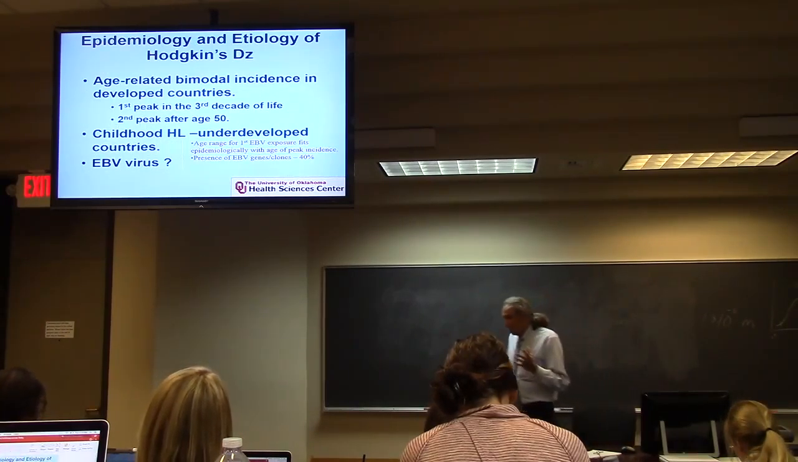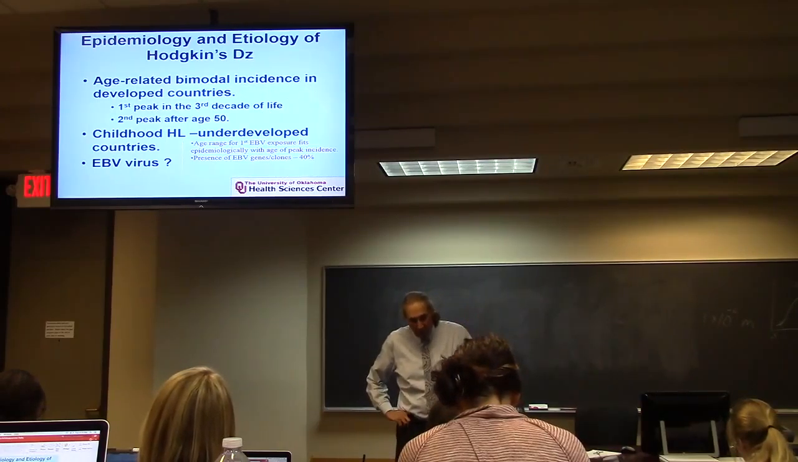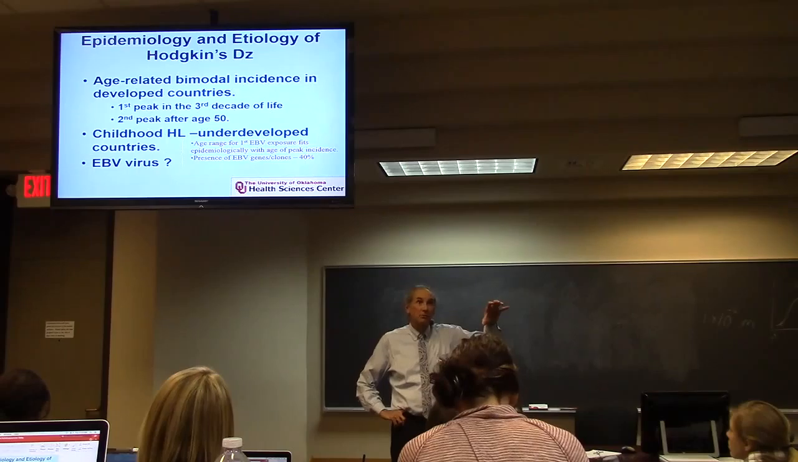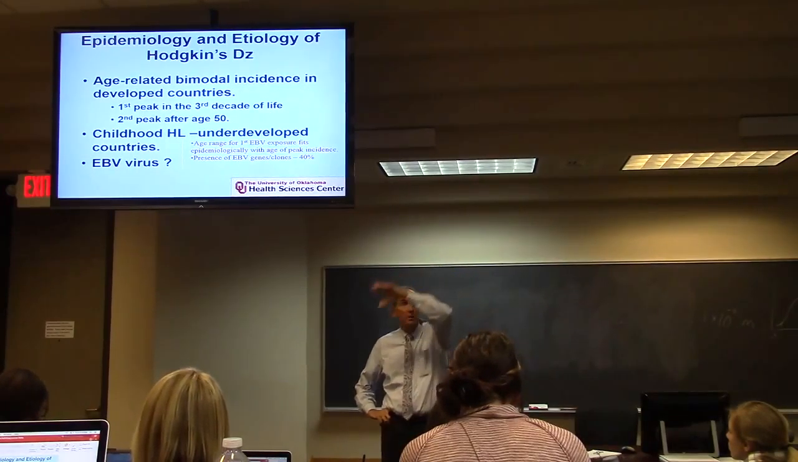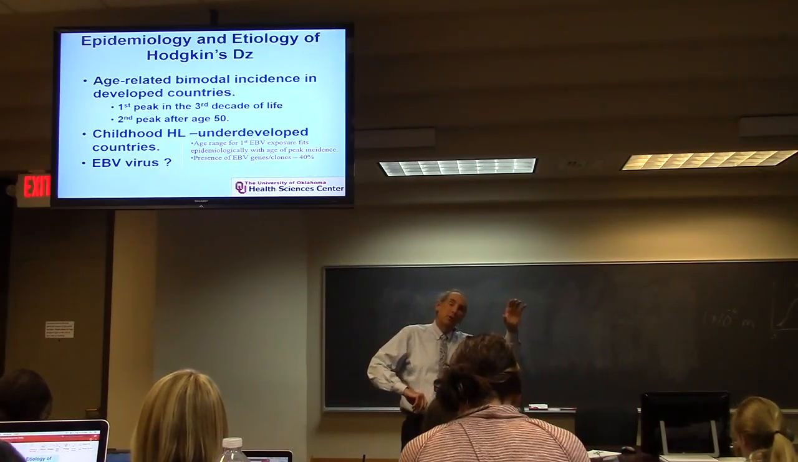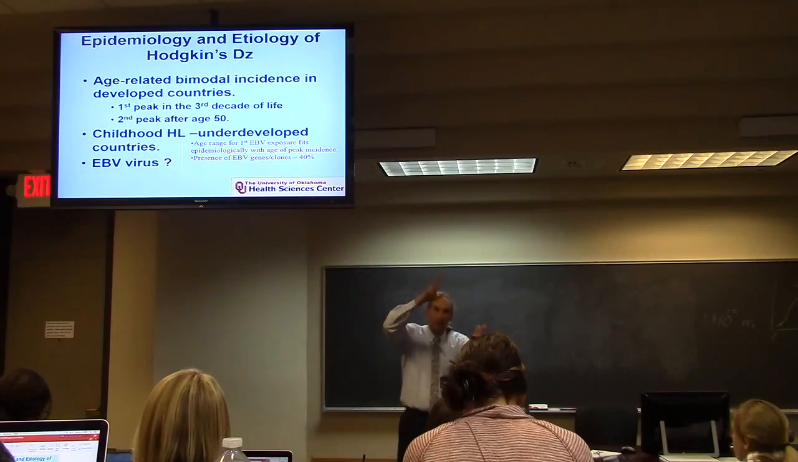It has an interesting occurrence. It is a bimodal distribution of its occurrence, in that it happens in young kids, young adults, and then in the elderly. So little kids don't get it very often. Middle-aged people don't get it often. You get this bimodal distribution.